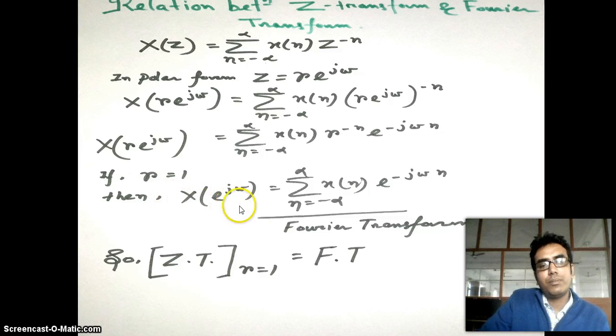And X(e^{jω}) equals the sum from n equal to minus infinity to infinity of x[n] e^{-jωn}. It will become the Fourier transform. So what we will find is that the z transform at unit radius, if the radius of the complex z plane r equals 1, then it will become the Fourier transform, meaning the discrete-time Fourier transform.